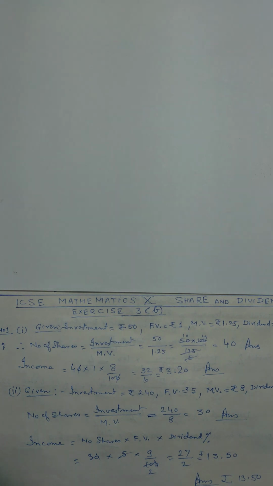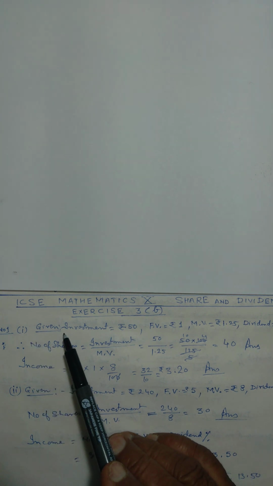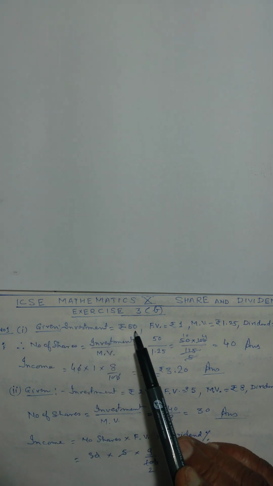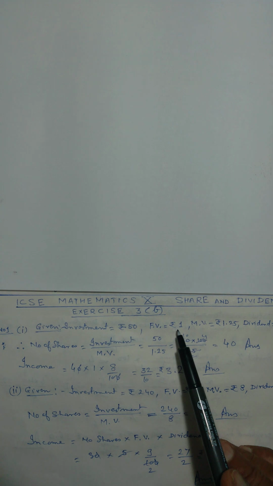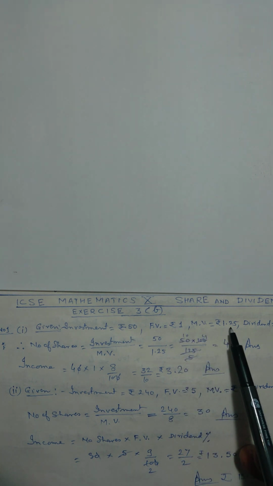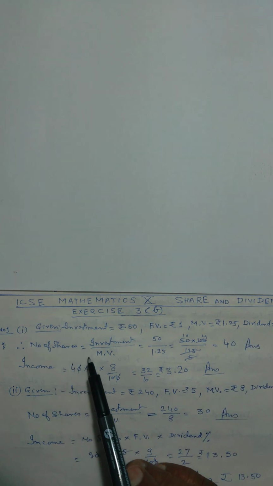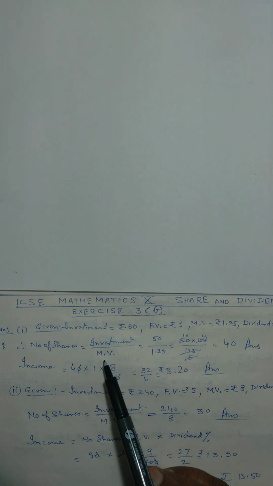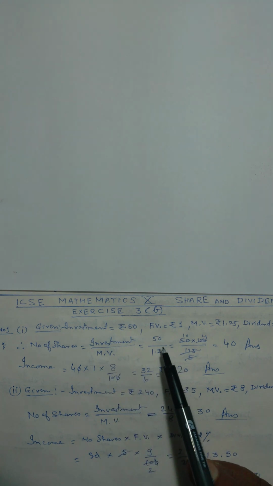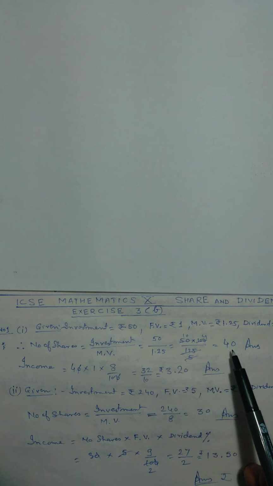Let us start ICSE Mathematics Class 10th Share and Dividend Exercise 3B. Question number 1. Given investment is rupees 50, face value is rupees 1, market value is rupees 1.25, dividend is 8%. So the number of shares will be equal to investment upon market value. It will equal 50 divided by 1.25. The answer will be 40.